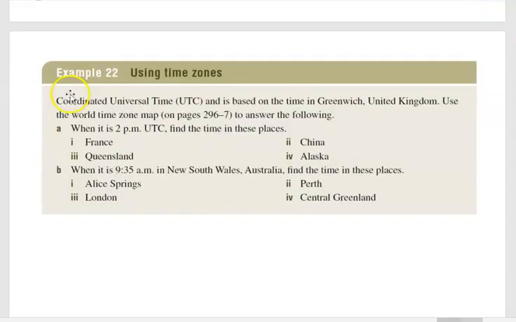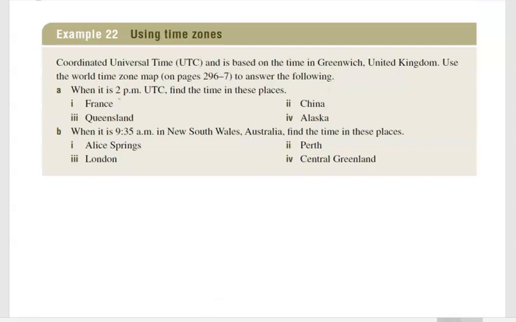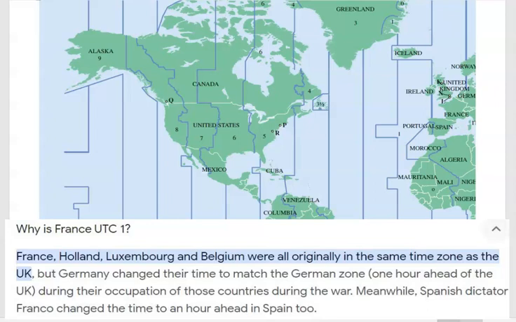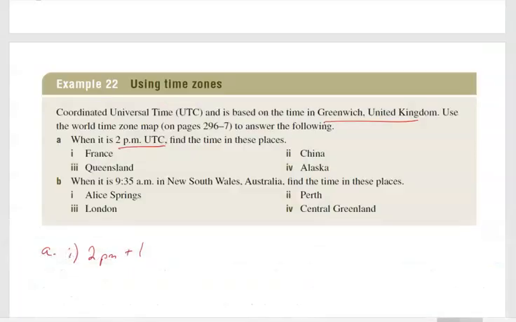Looking at some practical examples here, let's figure out what the time would be if it's 2 p.m. in Greenwich in the UK. Use our map to figure out what time it will be in these places. So in France, here's the UK. Just over here is France, and France is actually 1 hour time zone different, +1. So it will be 3 p.m.